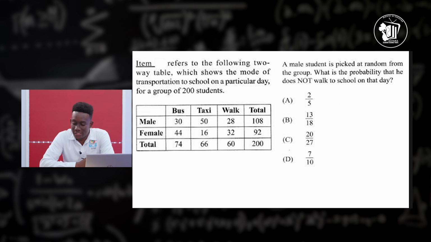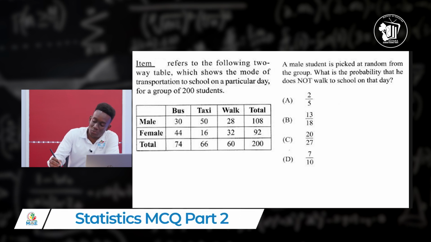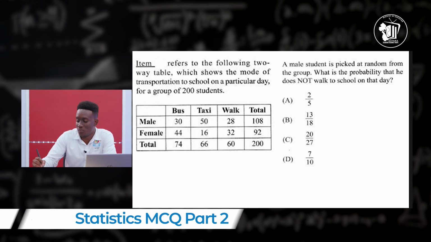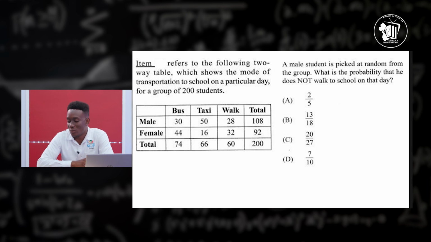So this question says, the item refers to the following two-way table which shows the mode of transportation to school on a particular day for a group of 200 students. So this table is explaining some students, they will take the bus, taxi, walk, and the total. We have male, female students. So let's look at what the question is saying. So a male student is picked at random from the group. What is the probability that he does not walk to school on that day?